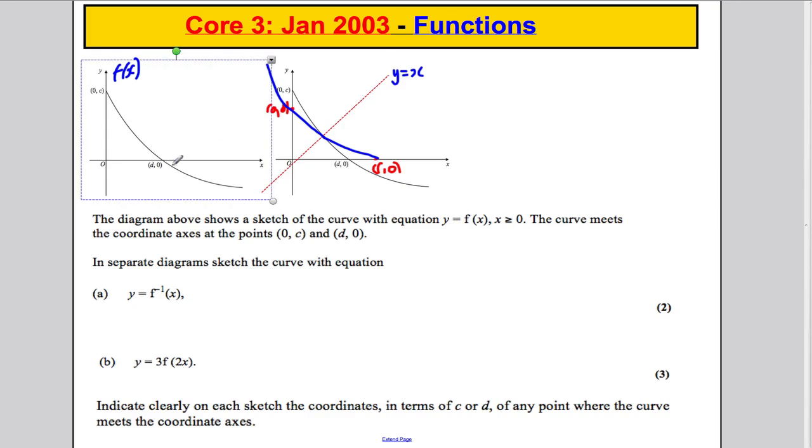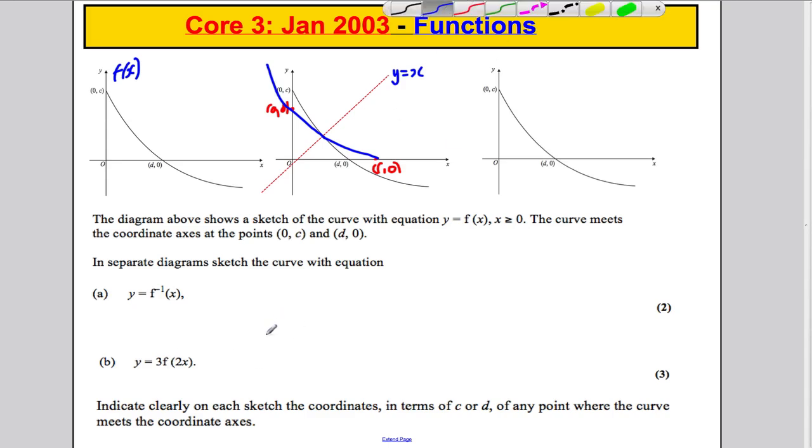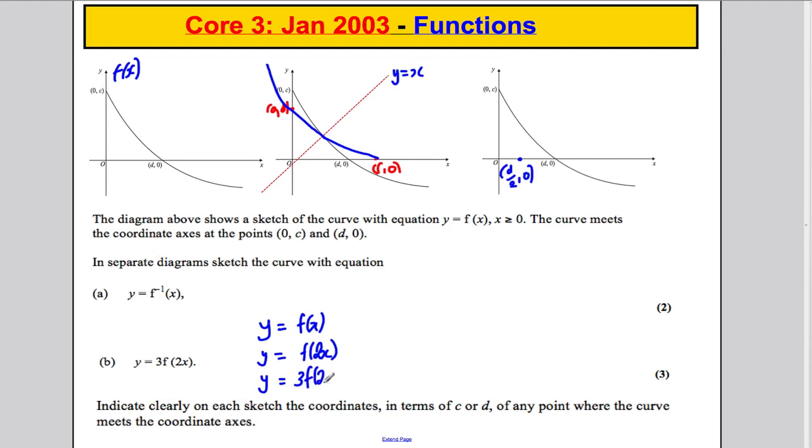Okay, and then for this one, I'm just going to copy this graph one more time to draw this one. This is a set of transformations here. Firstly, we started off with y is f of x. Then we went to y is f of 2x. That's a compression by scale factor 2, a squash by 2. So the point at x is 0 stays where it is, but this point here, where we cross, would now be (d over 2, 0).